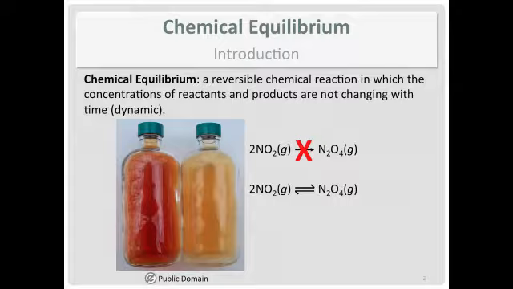Now, nothing is said about how long this takes. That's in the realm of kinetics. I've got the word dynamic in parentheses at the end, and the reason for that is it doesn't mean that everything stops. So you still have the forward reaction happening and the reverse reaction happening. It's just that those rates are equal to each other.